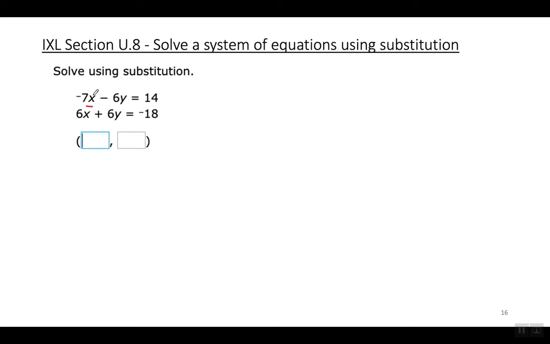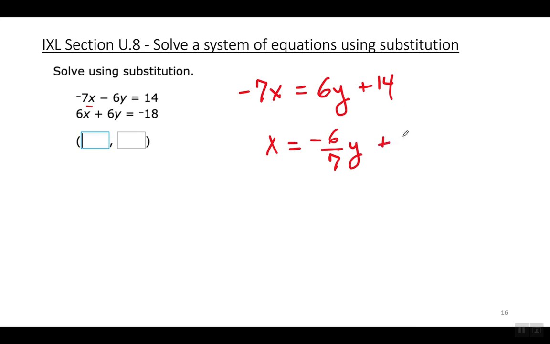Okay, so if I start off by trying to solve for this x right here, I'm going to have negative 7x equals, I'm going to move this minus 6y to the right, and it becomes positive. Okay, now I divide by negative 7. Everything on the right divided by negative 7, and you're going to get negative 6 over 7y plus 14 divided by negative 7, which is going to give me negative 2. So x equals negative 6 over 7y minus 2.